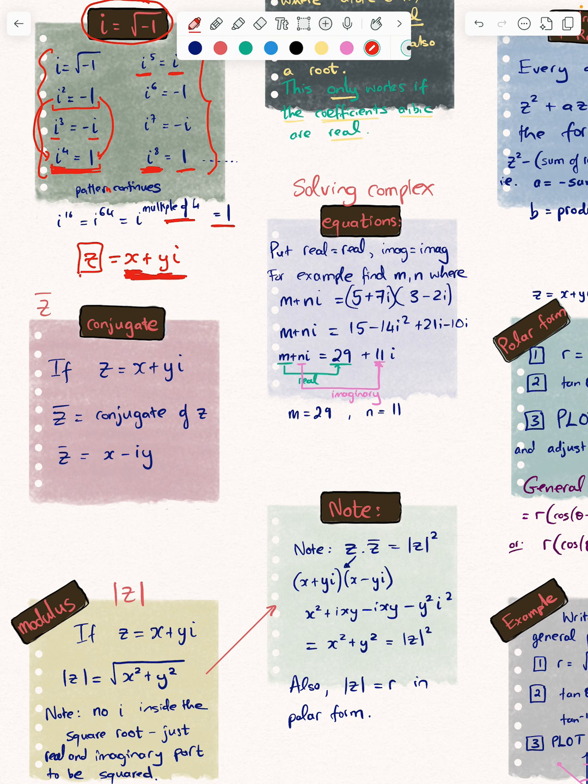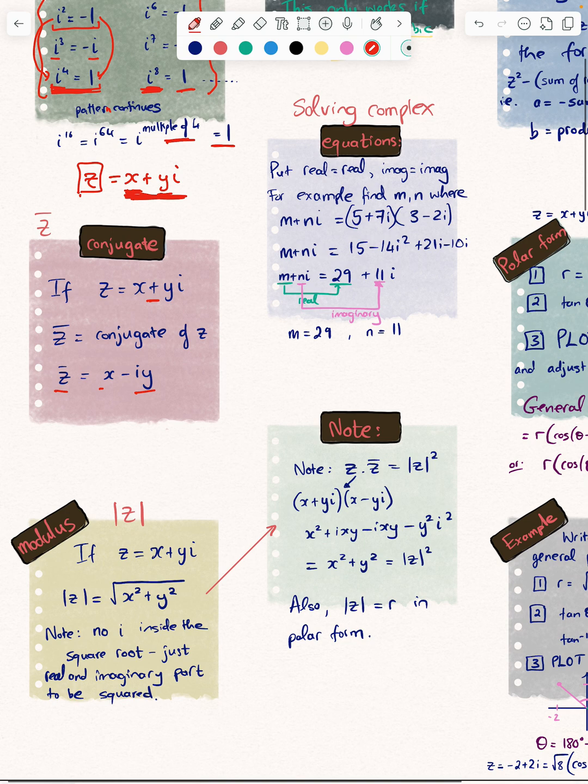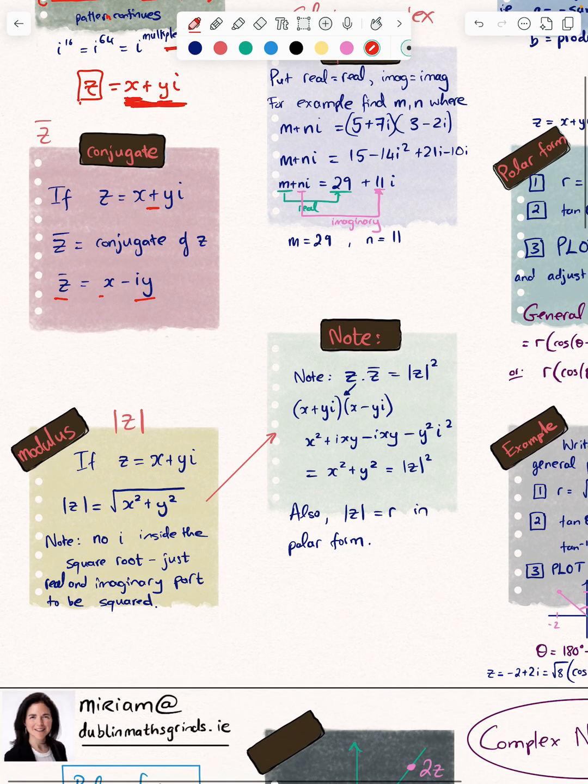The conjugate of a complex number, z bar, is x minus yi, so you just swap the sign of the imaginary part. The modulus is the square root of x squared plus y squared. Note, i doesn't appear anywhere in the modulus formula. It is just the square root of x squared plus y squared. We need the quantity under the square root to be positive, okay?